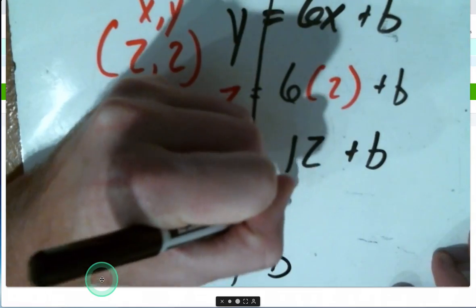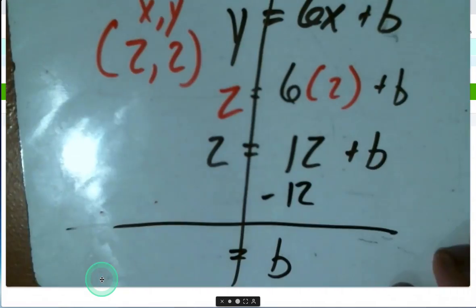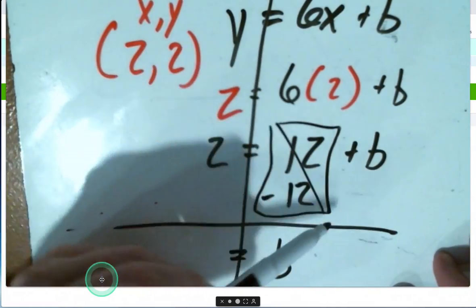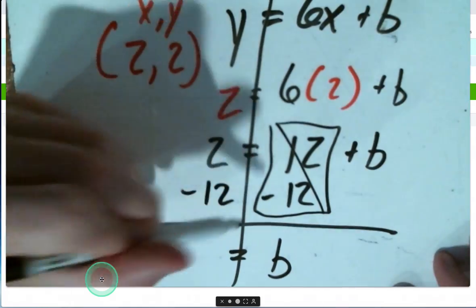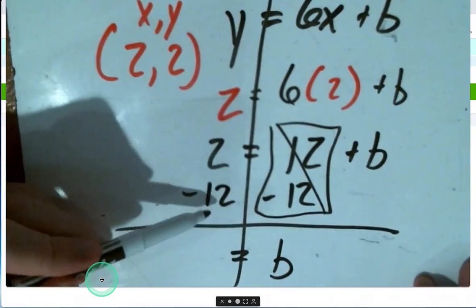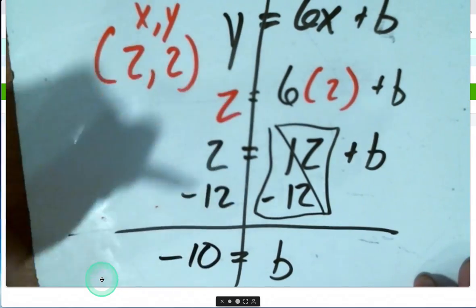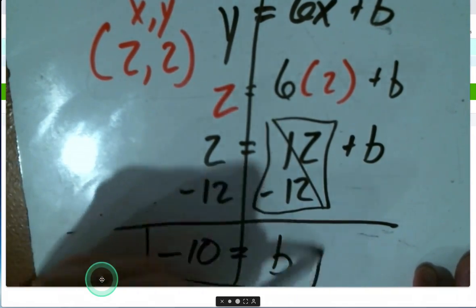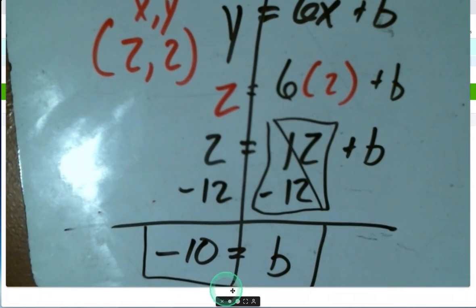I can subtract 12 from both sides of the equation. Subtracting 12 will cancel out the positive 12 that's here. And I need to do the same thing on both sides of my equation to keep the equation true. 2 minus 12 would give us negative 10. And that's how we arrive at the y-intercept of negative 10.